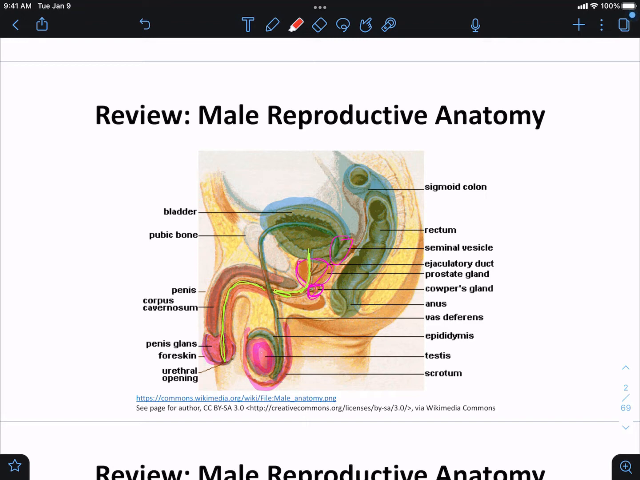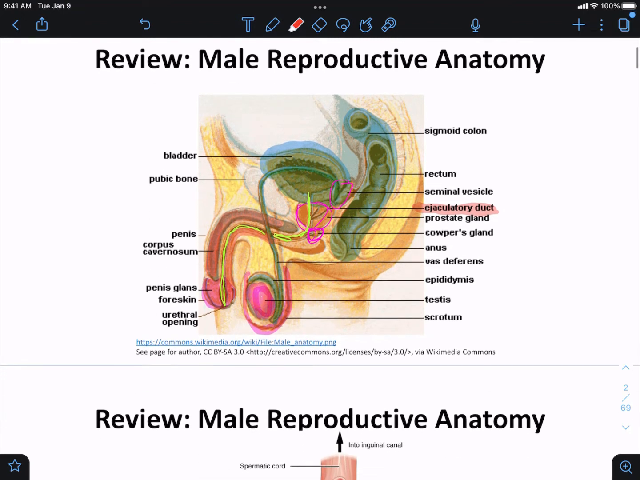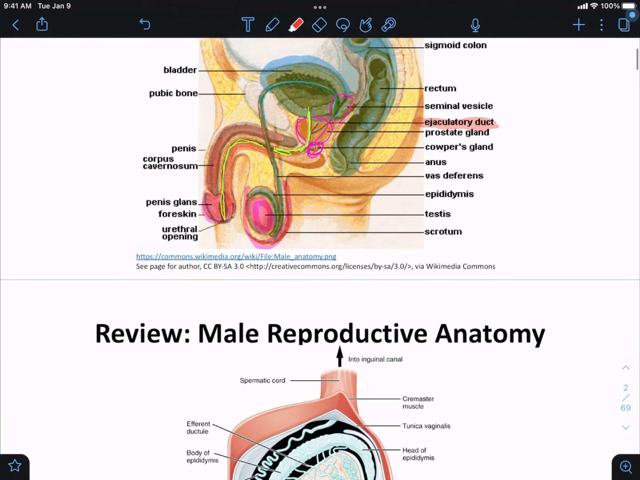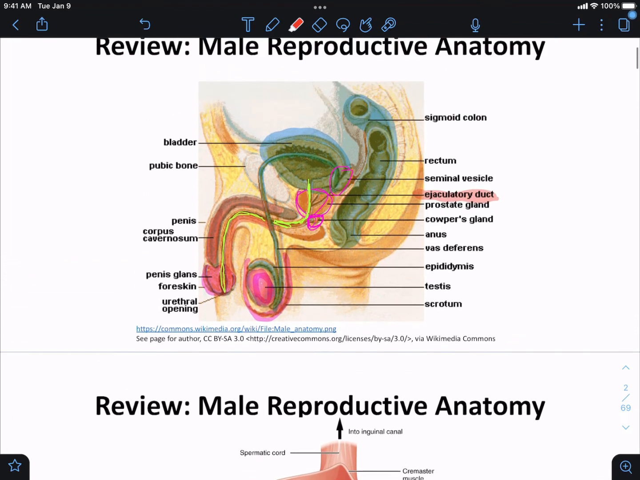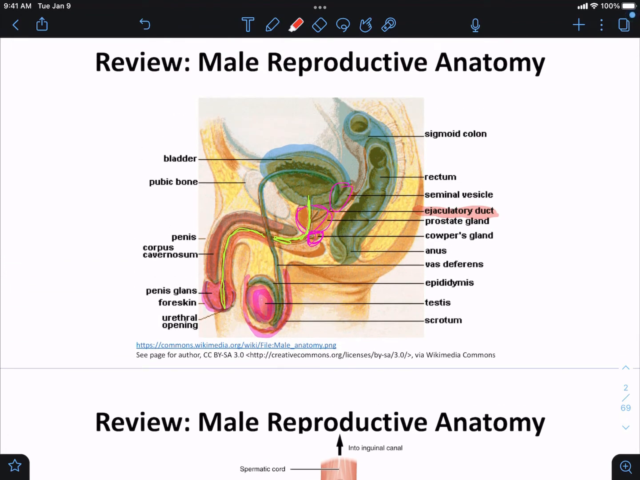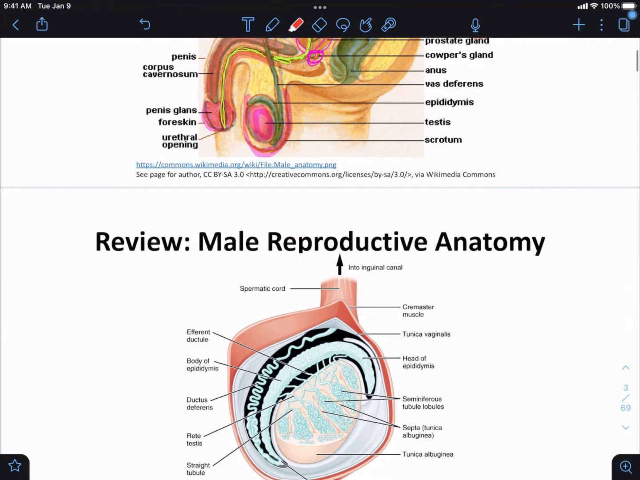I think that about covers it for the male reproductive system. We'll talk about some of these processes as we move onward. Just be aware that the ejaculatory duct we discussed is going to essentially merge with the urethra for ejaculation of sperm and semen, the secretions that are produced by the accessory glands, the seminal vesicles, prostate gland, Cowper's gland, and so forth.